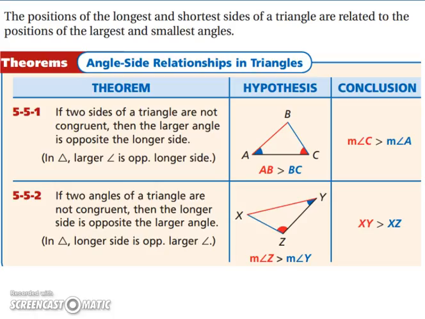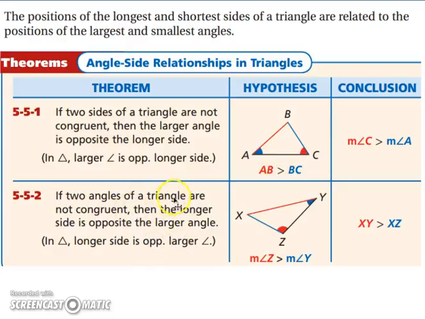Let's look at a couple more theorems first. If two sides of a triangle are not congruent, then the larger angle is opposite the larger side, or longer side. So, think of it this way. The further you spread these two sides out, the longer AC is going to get. And then the reverse is true.